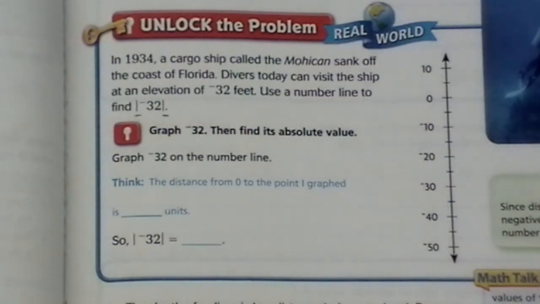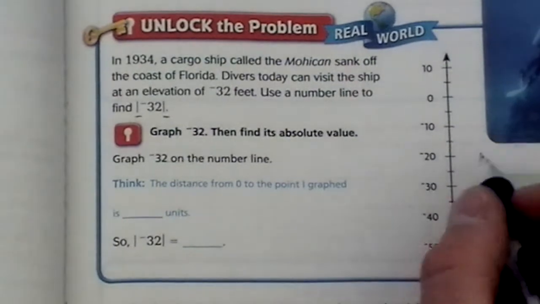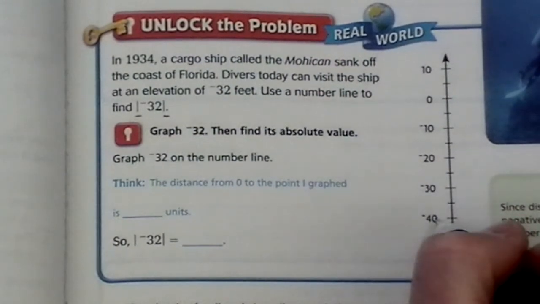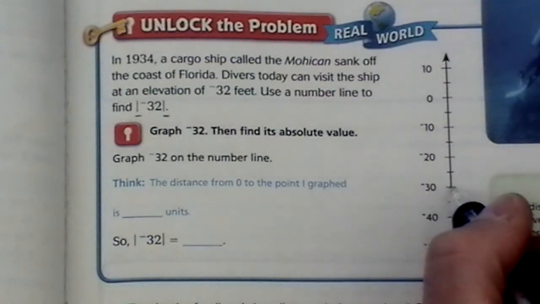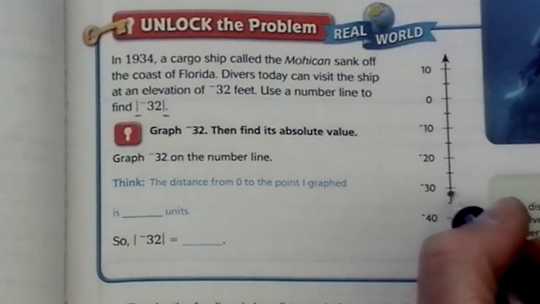Graph negative 32, then find its absolute value. The first step says to graph negative 32 on the number line. So I'm going to find negative 30. I know that negative 32 is between negative 30 and negative 40. A little less than halfway between negative 30 and negative 35. Right about there. Close enough.